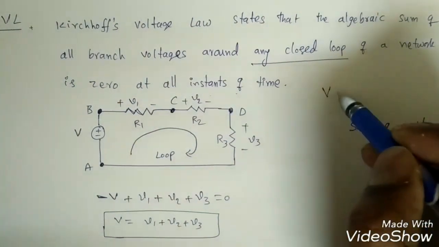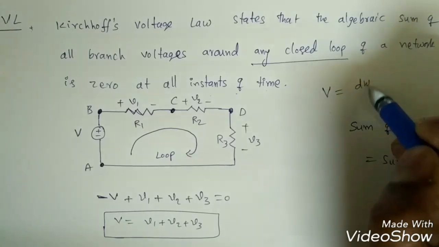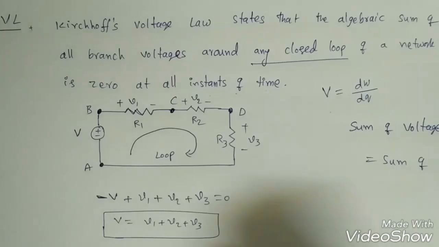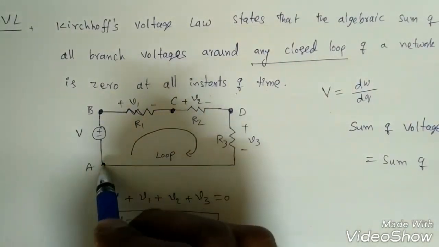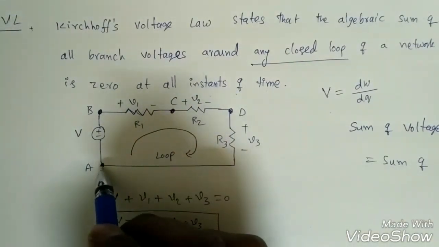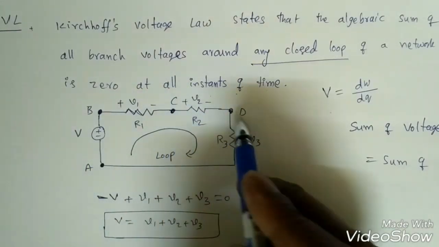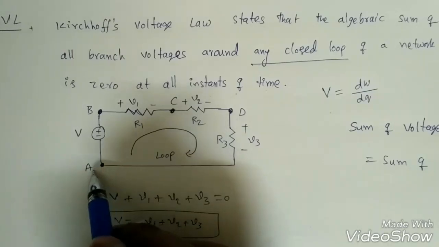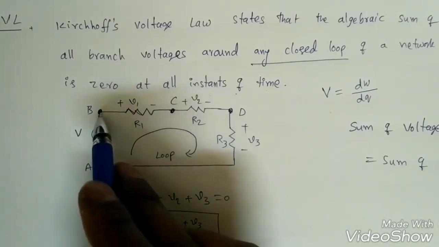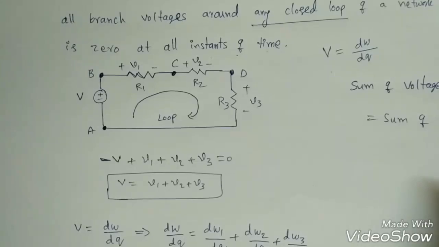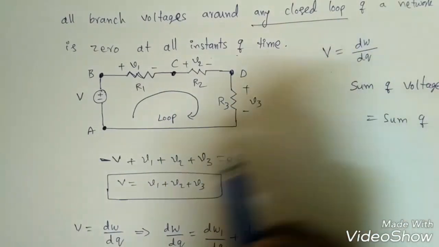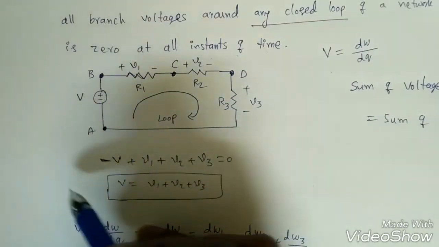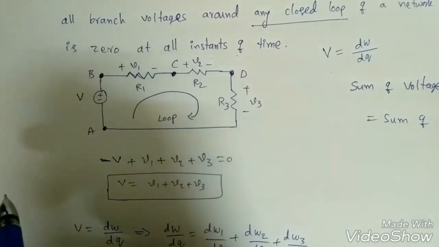Now we know what a voltage is. Voltage is nothing but the amount of energy required to move a unit charge. Suppose a unit charge is at A, and we have to move it from A to B, then B to C, then C to D, and again D to A. We are doing work moving from A to B, and so on. So we are spending energy to move it, and that becomes a voltage.